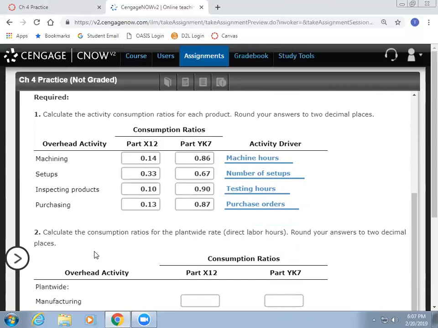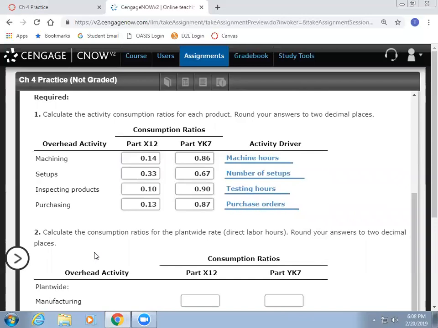We're not doing it in this one, but you can kind of see if we look at the consumption ratios, part YK7 uses a lot more of all those activities than part X12 does. So it should have a much higher overhead application.